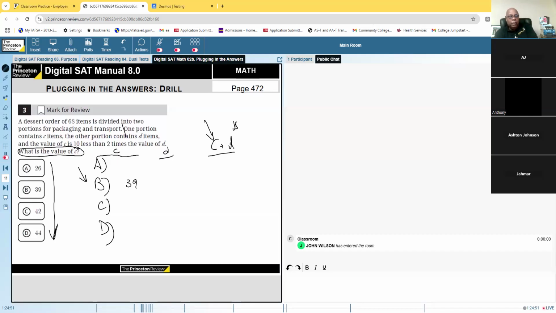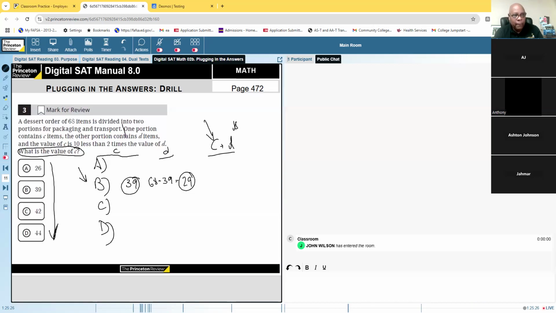Jamar, let's go back to Jamar. If you have $68, right? And one of your pockets is 39, what's in the other pocket? How do you find out the amount? You just minus it. Right, that's the point. So what do you get when you minus it, Jamar? 68 minus 39. What do you get? 29. Perfect. So we got 29 for D and 39 for C.